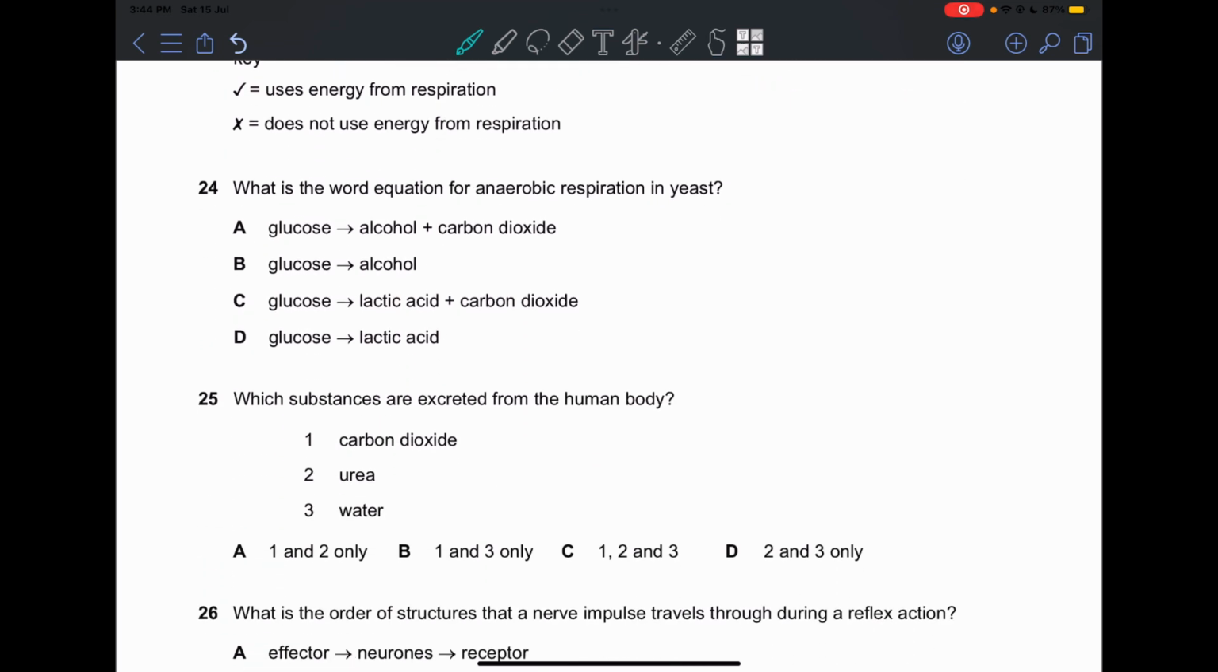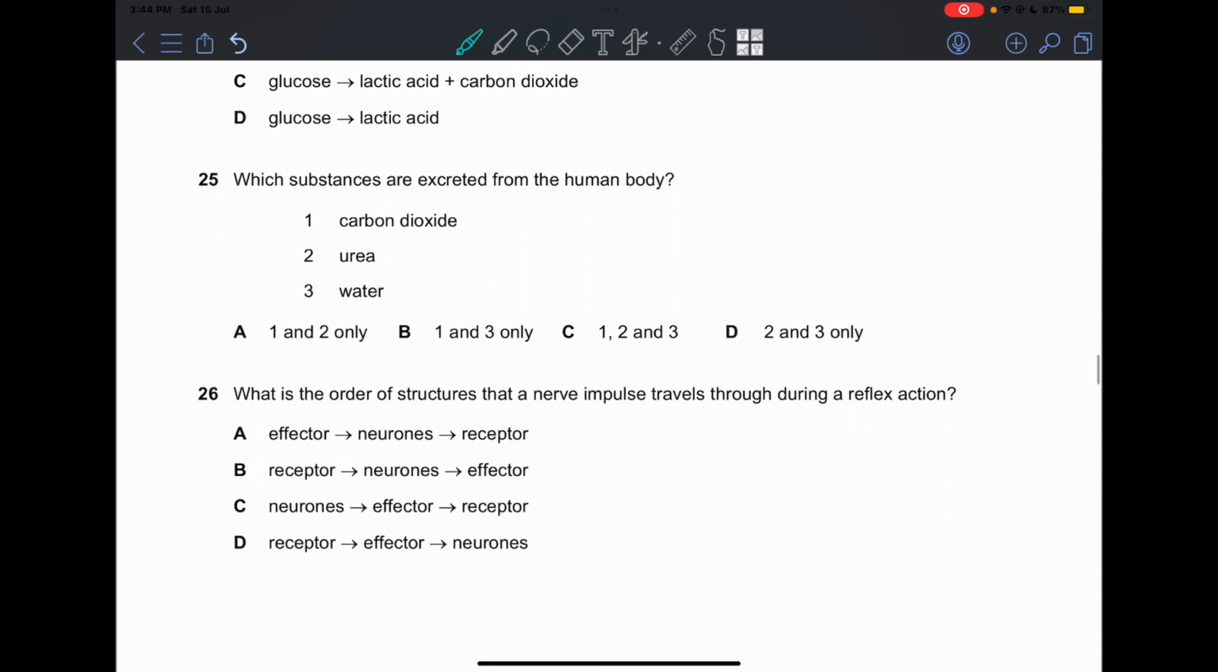24. What is the word equation for anaerobic respiration in yeast? We know that anaerobic respiration does not use oxygen and it produces alcohol and carbon dioxide, so our answer is going to be A. 25. Which substances are excreted from the human body? We know that carbon dioxide is excreted from our body, and urea in the form of urine, and water as well as sweat. So our answer is going to be C.